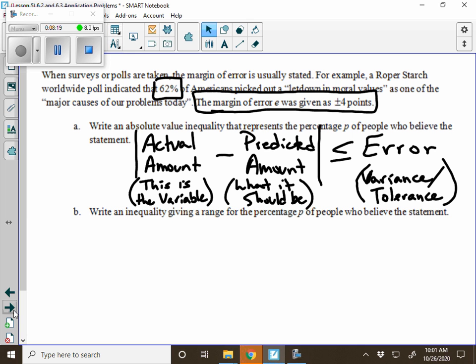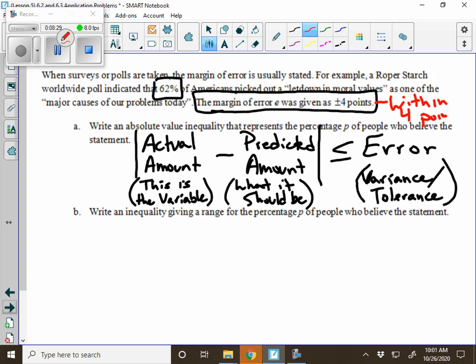In other words, there would be variance tolerance within. Maybe up here you think of this as within 4 points. So now we will take this and make it situational to this problem. Write an inequality that represents the percentage of people. P is our percentage. That's our variable.